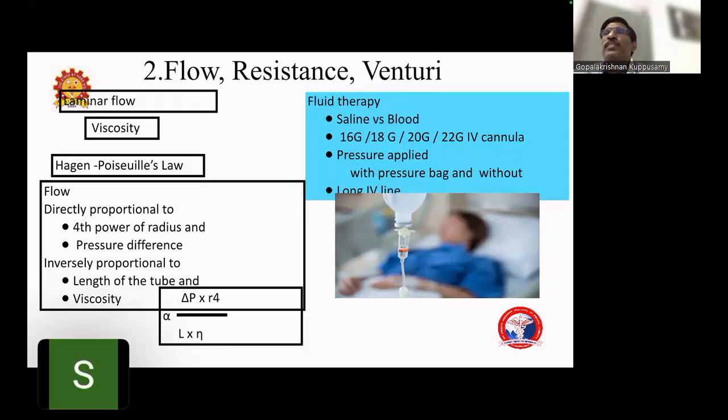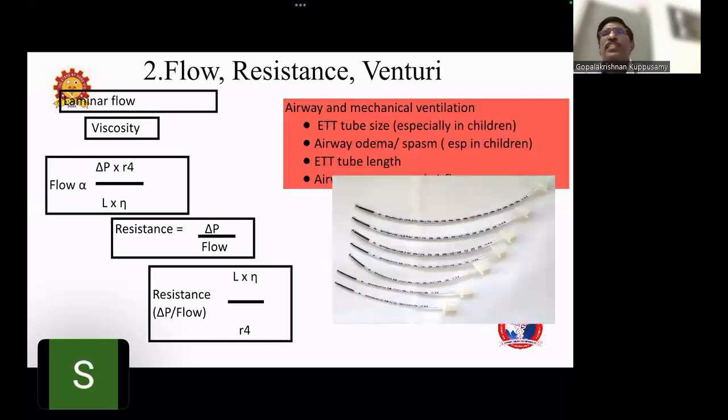If you take fluid therapy and blood, the saline will flow easily because of less viscosity. Blood will flow less. Cannula sizes 16, 18, 20, 22: naturally the larger one will have a larger flow. If you apply a pressure bag over the IV fluid, then the flow will increase. And if you take a long IV line or connecting tubes, then flow will take more time, flow will be less. And apply this in the airway of the lungs.